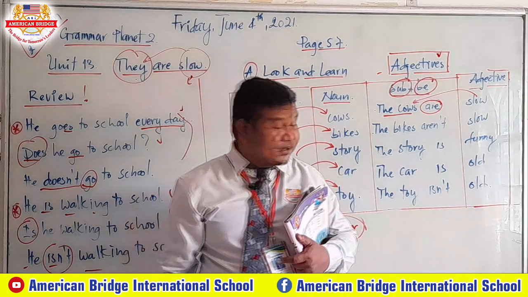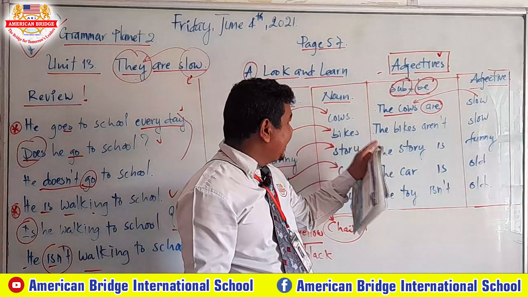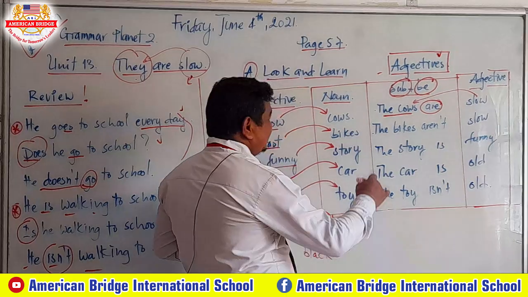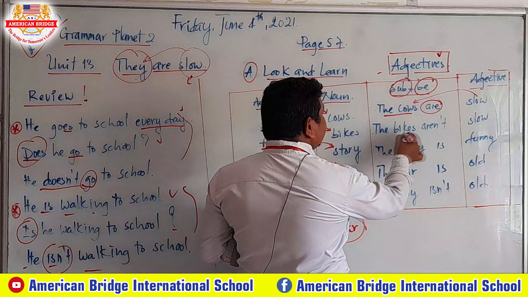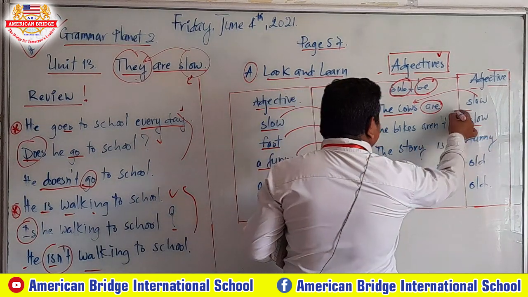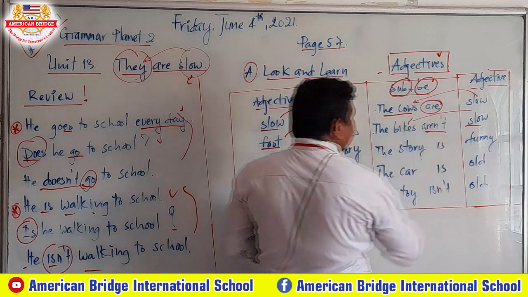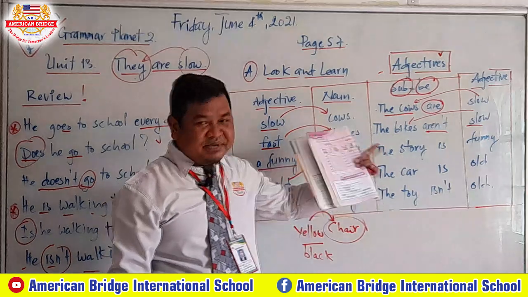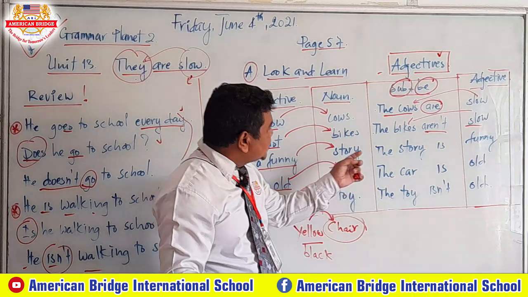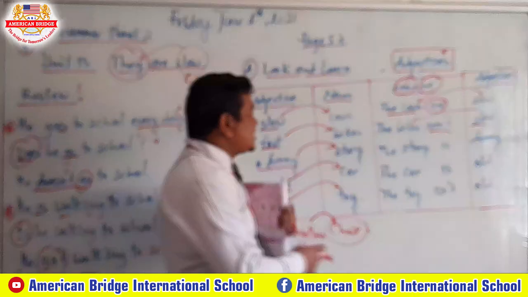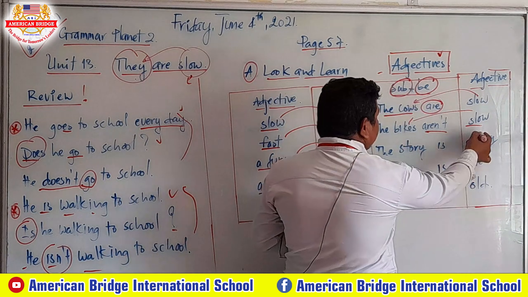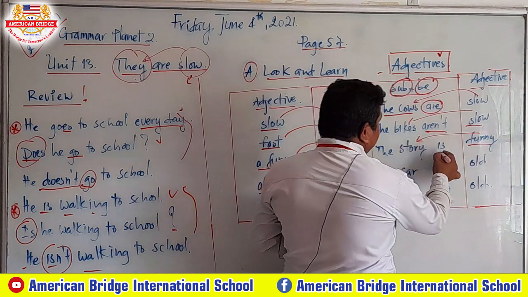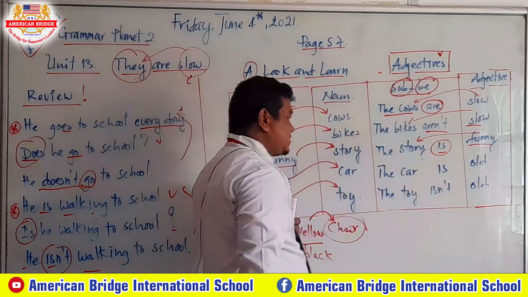And then move to the other one, the bike. Yes, the bikes aren't slow. Can you see it right now? The bikes aren't slow. So slow also modifies bikes. And this is to be, meaning am, is, are, all also. The story is funny. Can you see the word funny is an adjective and also modifies story. And this one is to be, right? Can you see it right now?